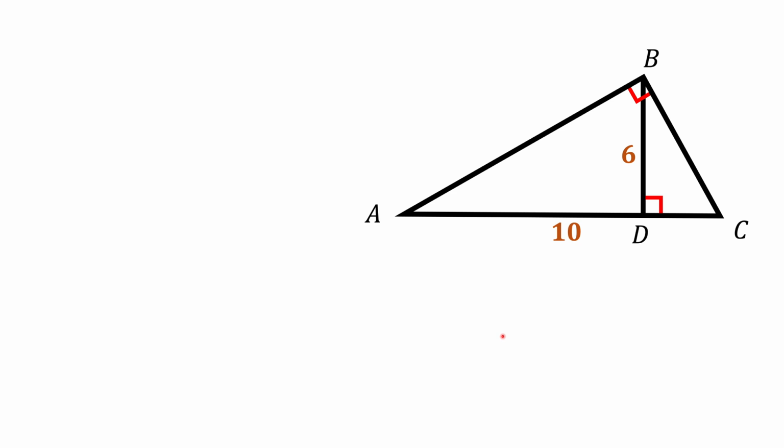Here we have a right triangle, ABC, with hypotenuse AC as 10, altitude BD is 6, and we are asked to find the area of this triangle.